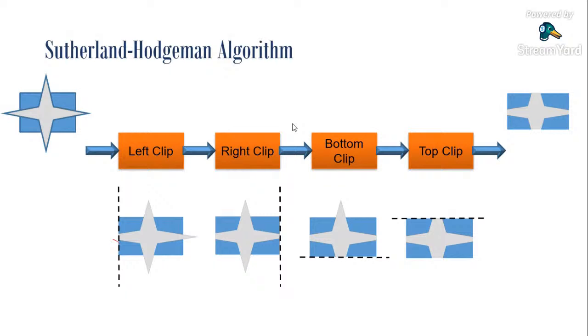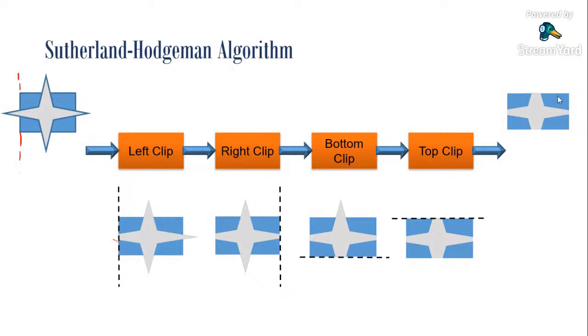Now see, suppose this is the object and it is clipped against the window. First of all, you have to clip against the left boundary. This is the output after left clipping. Then this output will be applied to the right clip, so that it will be clipped against the right boundary. So this is the output after right boundary clipping. And then it is applied to bottom clipping, clipped against the bottom boundary. And then finally it is given to the top clip, so that the upper part will be removed. Once the polygon has gone through those steps, that is left clip, right clip, bottom clip, top clip, the output is the required output.